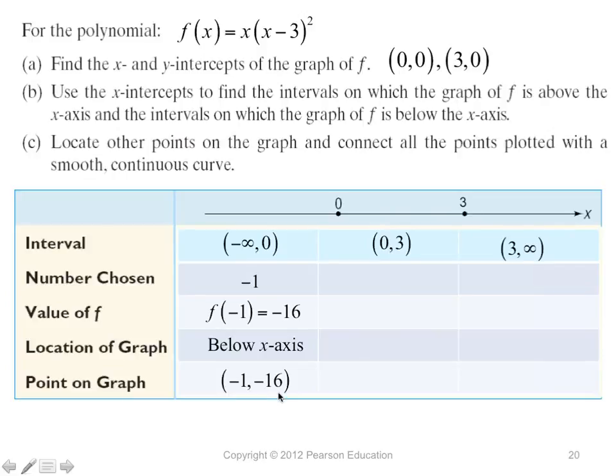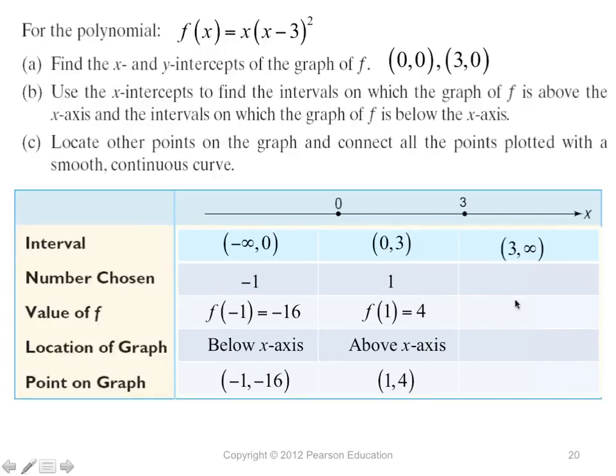Now we're going to do a similar thing over here. We're going to pick a number between 0 and 3. In this case, it's 1. That's a really nice number. You can never actually pick your endpoints. It's really important to note that. You have to pick something that's between those two points. Now if we take 1 and plug it in, we should get 4. 4 is a positive number, so we know we're going to be above our x-axis, and the point on our graph is going to be (1, 4).